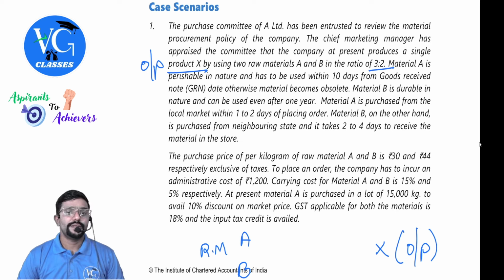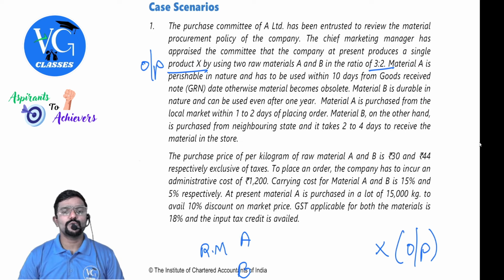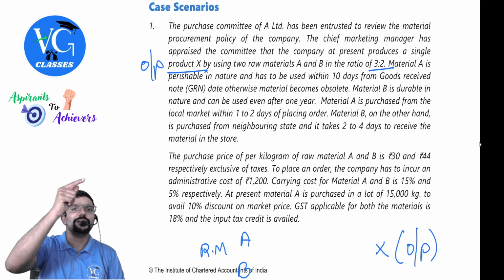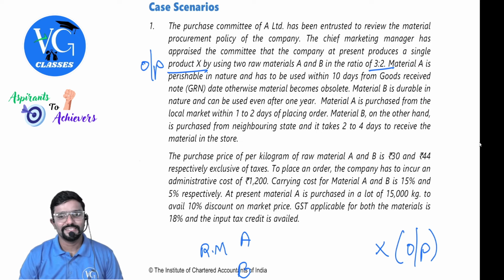Material A is perishable in nature and has to be used within 10 days from goods received note date. Otherwise, material becomes obsolete. That is waste. I cannot use it further. Material B is durable in nature and can be used even after 1 year. Material A is purchased from the local market within 1 to 2 days of placing order. Minimum reorder period 1, maximum 2, average 1.5.